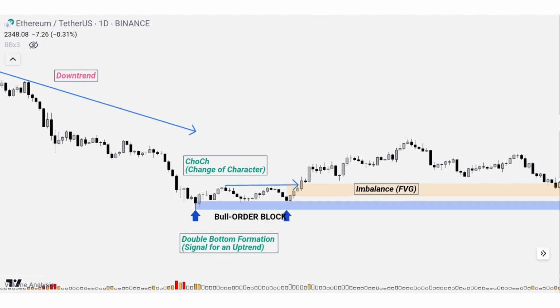And we can call the area formed with the double bottom formation below the fair value gap region, where the imbalance occurs, bullish order block. This point now appears on the chart as the lowest point at which the price should potentially rise upwards. It seems highly likely that the price will rise with serious momentum upwards from the fair value gap or order block area.